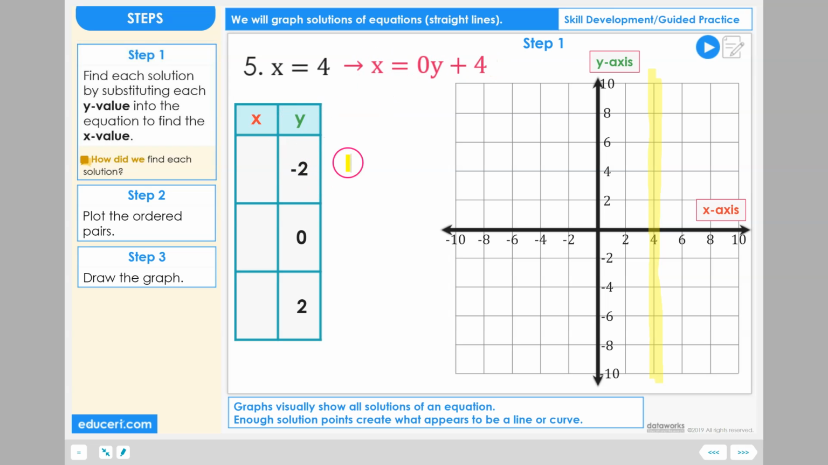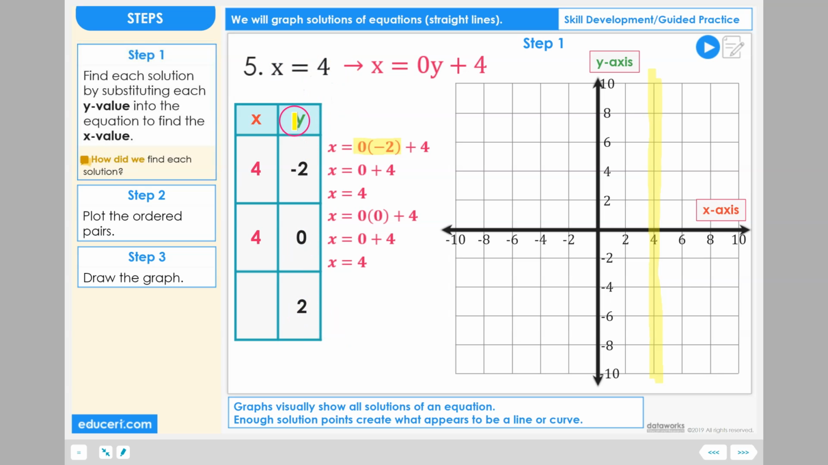If I rewrite this equation with y equals negative 2, then I get x equals 0 times negative 2 plus 4. 0 times negative 2 is 0, so x equals 0 plus 4, which is 4. We can now write 4 in for the x value, and the ordered pair (4, negative 2) is a solution to this equation. For y equals 0, we replace y with 0. x equals 0 times 0 plus 4. So x equals 4 again. (4, 0) is an ordered pair solution to this equation.